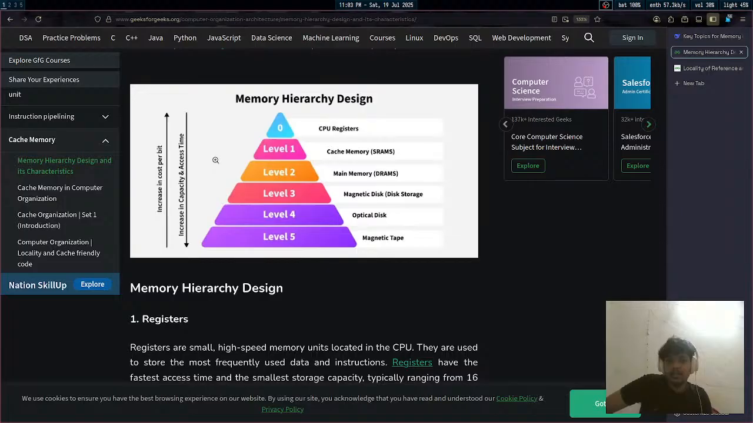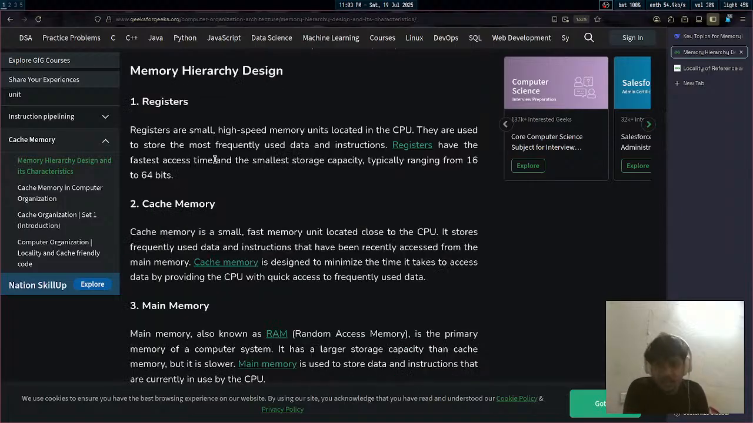So memory hierarchy design. Registers are small high-speed memory units located in the CPU. They are used to store the most frequently used data and instructions. Registers have the fastest access time and smallest storage capacity, typically ranging from 16 to 64 bits.